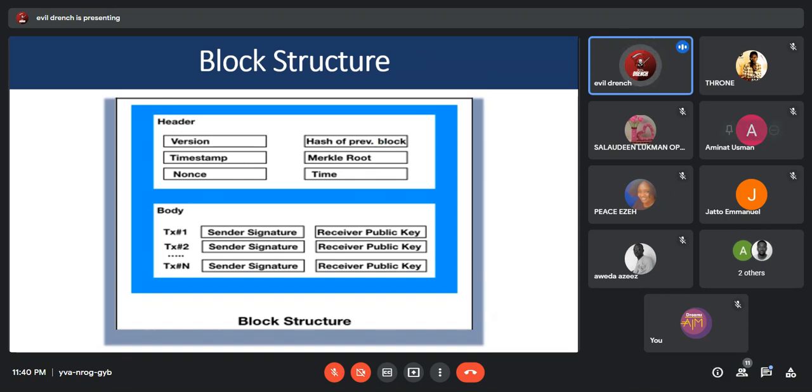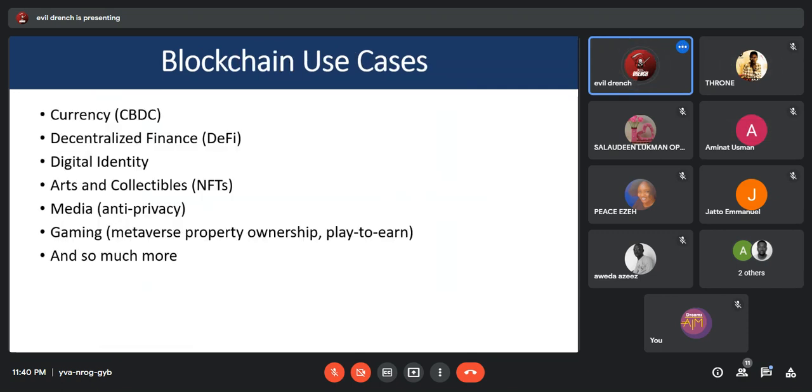So, to the next slide. Blockchain is going to help in media, whereby it is going to be anti-piracy. From my own perspective, blockchain is going to help artists like musicians, because you can actually own your music, and nobody can change it, nobody can recreate it, right?